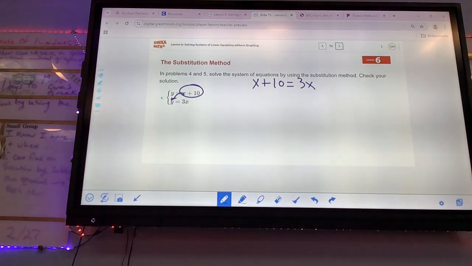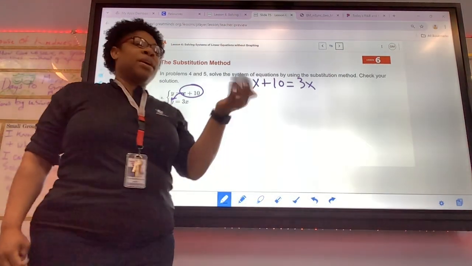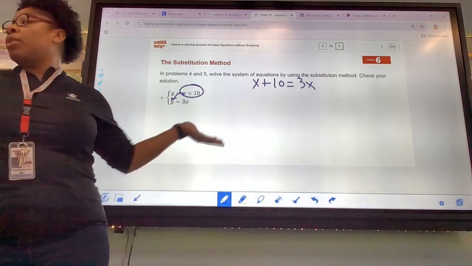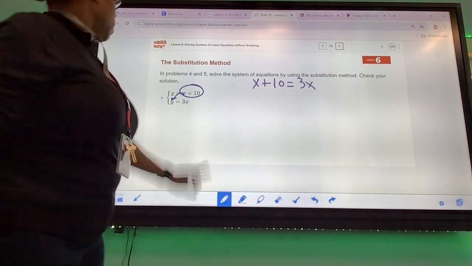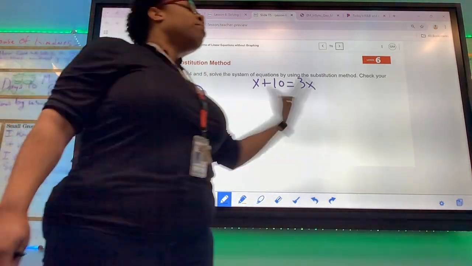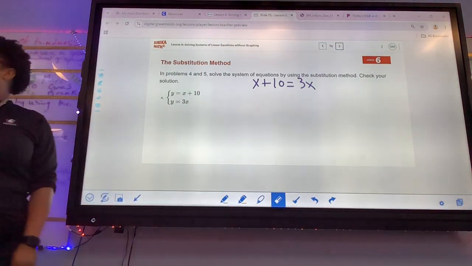Wait, no. Y is x plus 10, but y is also 3x, so we can make them equal to each other. Wait, why? It disappeared. This is what substitution is. That's how we get the substitution method. So there is no y?